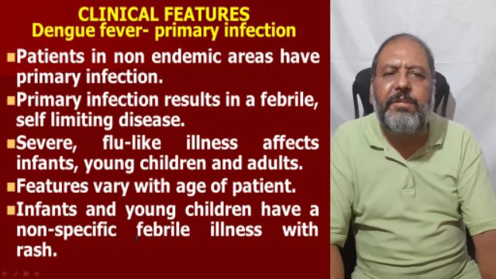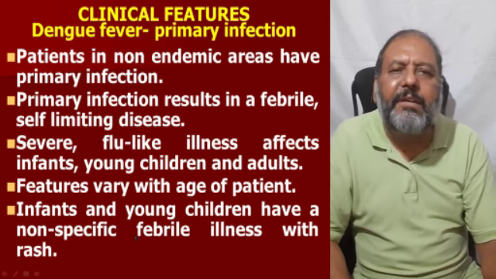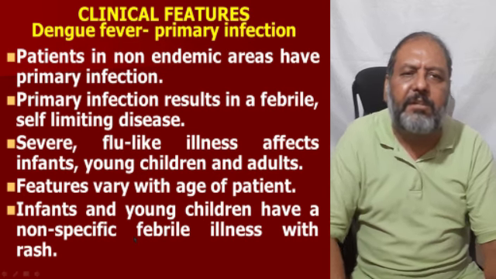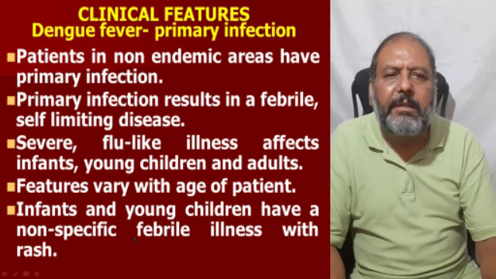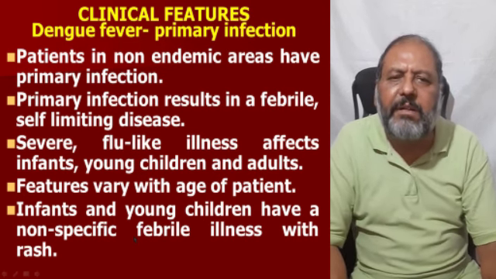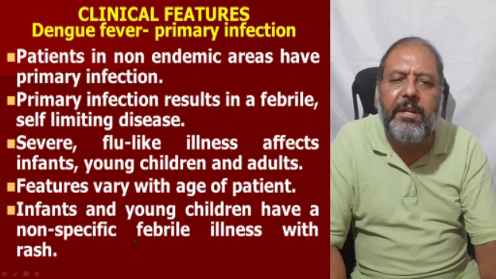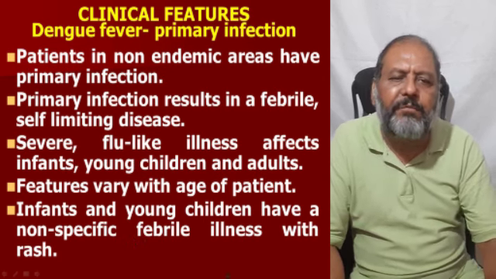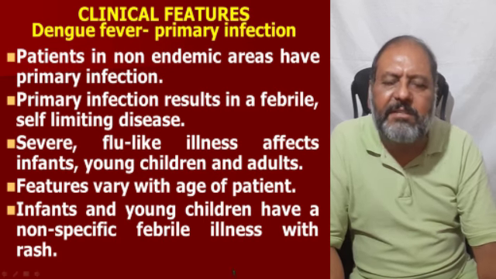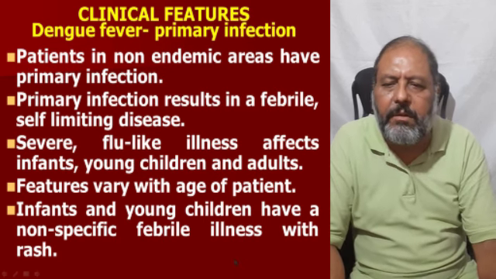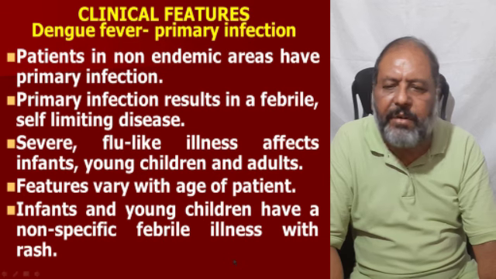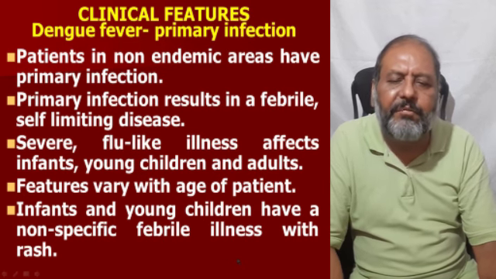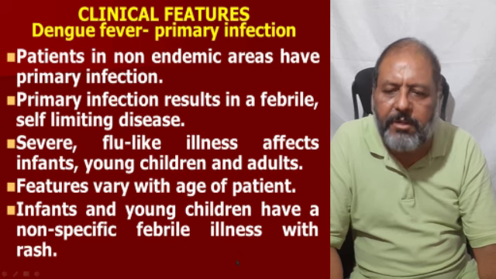Now the clinical feature of the dengue fever. Dengue fever basically is of two types, primary infection and secondary infection. The first, the primary infection of the dengue fever: patients in non-endemic areas have primary infection. Primary infection results in a febrile, self-limiting viral disease. Severe flu-like illness affects infants, young children and adults, and the features vary with the age of the patient.